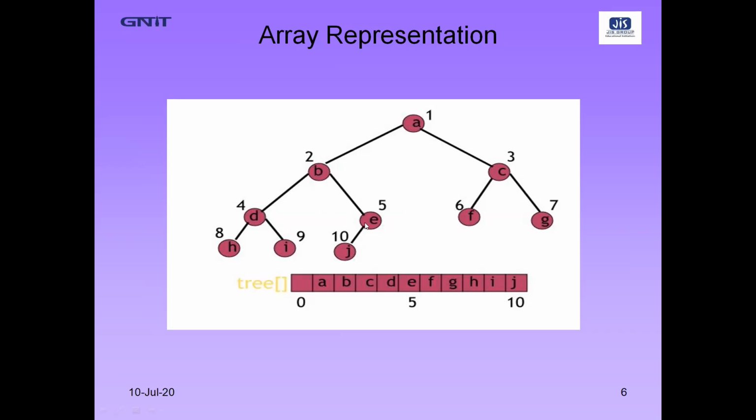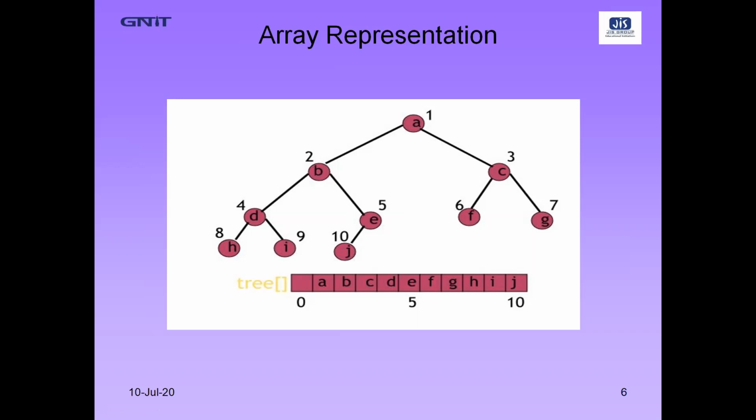Whereas the right child with respect to node b is tree of 2 star 2 plus 1, because here b's position is k equal to 2. So that is tree of 2 star 2 plus 1, which is tree of 5. So e is stored in position 5. Similarly, when we proceed to node j, here the k value is 5. As node j is the left child with respect to node e, its position is tree of 2 star 5, which is 10. So j will be placed at the 10th position. So this is the sequential representation of a tree in an array.